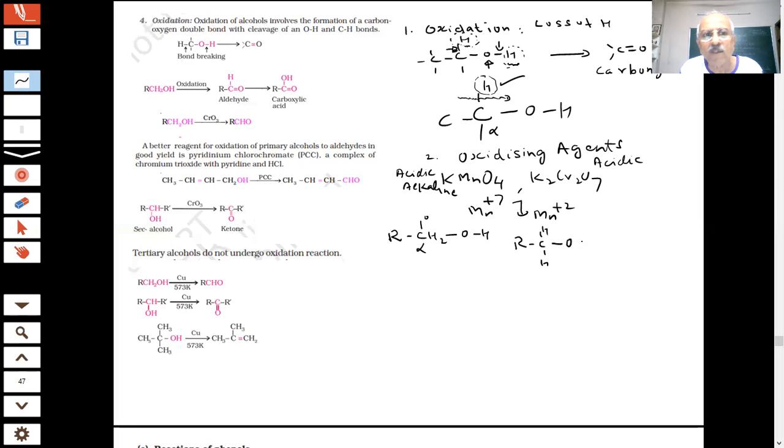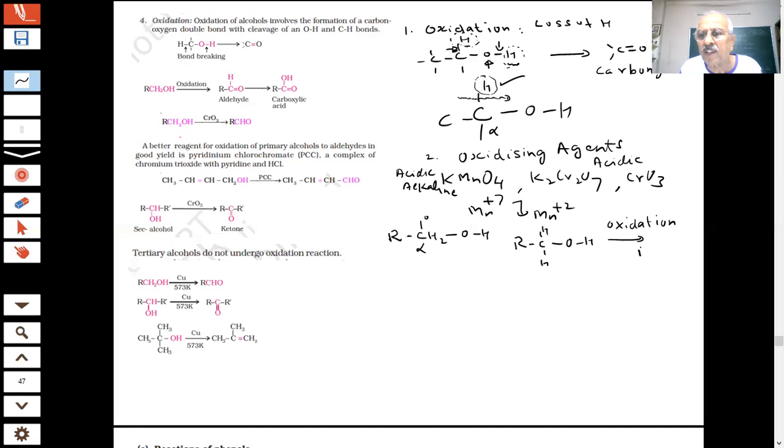Or if I show it like this, students, it looks like this: RCH, you have O and you have H. So if I do the oxidation, chromium trioxide also acts as an oxidizing agent. These are all examples of oxidizing agents. So you will add an oxidizing agent. If I am adding any of these, what will happen? This hydrogen is lost. This hydrogen is gone.